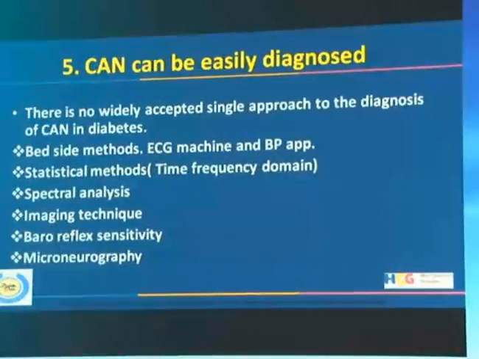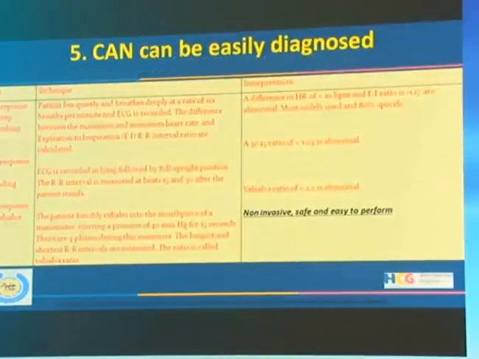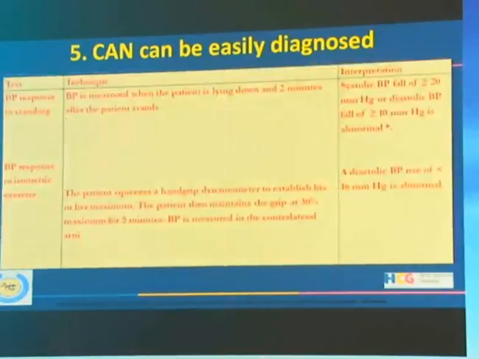CAN can be easily diagnosed. We all know, although we don't pursue, just like Duryodhan, we know our religion, but we don't follow it. In the same way, we know CAN can be easily diagnosed by bedside methods. There are other methods like statistical methods, spectral analysis, imaging techniques, baroreflex sensitivity, and microneurography. However, there are 5 easy techniques by which CAN can be diagnosed. We all know them very well. The best one is heart rate variability in response to deep breathing, which has a sensitivity of as much as 80% and a specificity of 85%. Non-invasive, easy to do, it requires only an ECG and a bedside BP instrument.